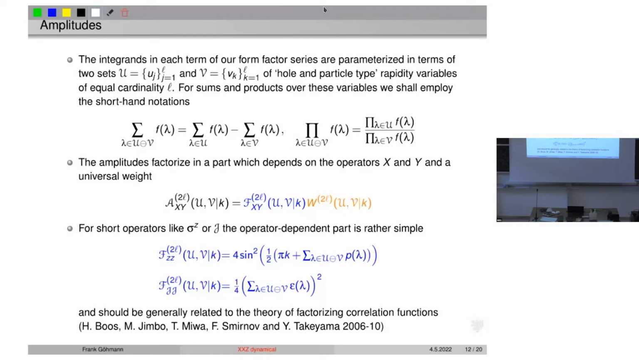And the fact that it is simple relates to the fact that the operators are so simple. If you go to longer operators, then I'm sure that what you'll find, and I have good reasons for that, I can comment on that, is a structure of factorized correlation functions. I mean, you find the fermionic basis structure introduced by Boos, Jimbo, Miwa, Smirnov, and Takeyama in these beautiful papers.